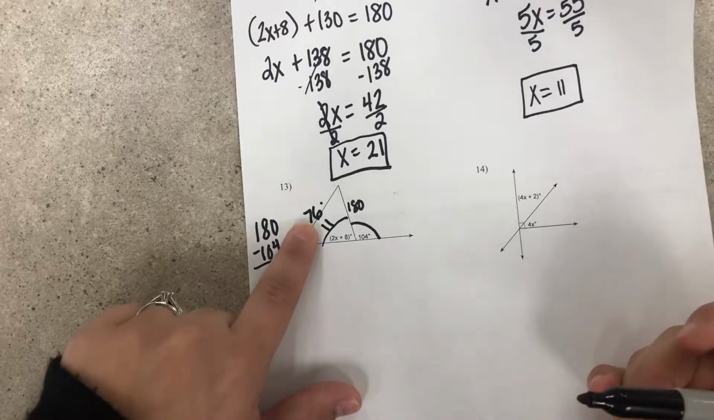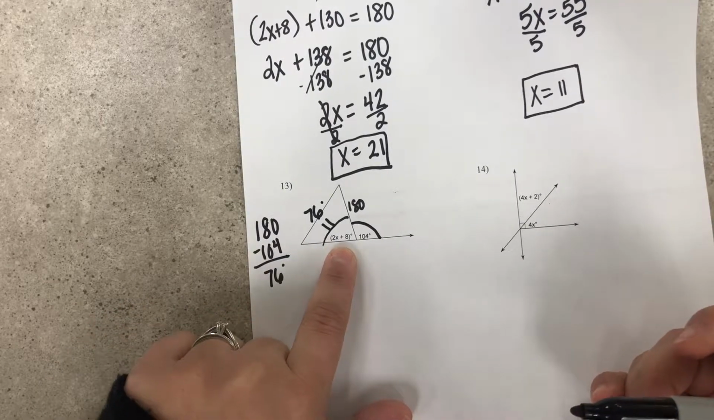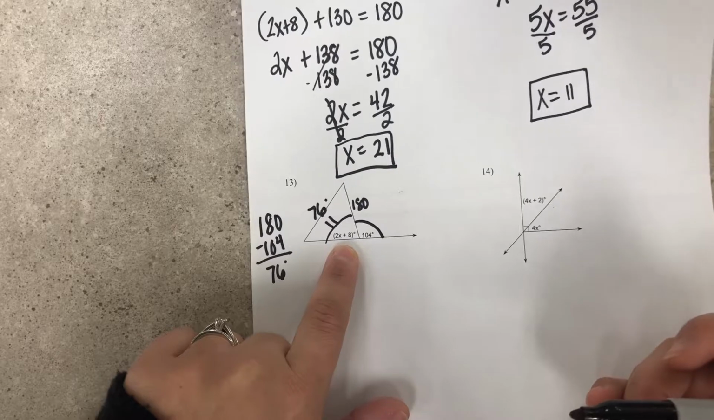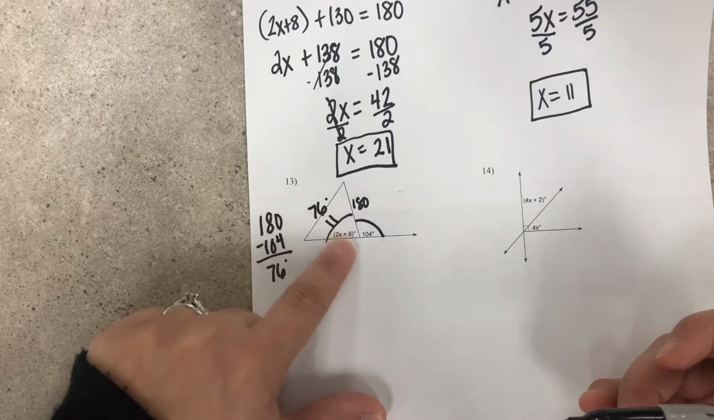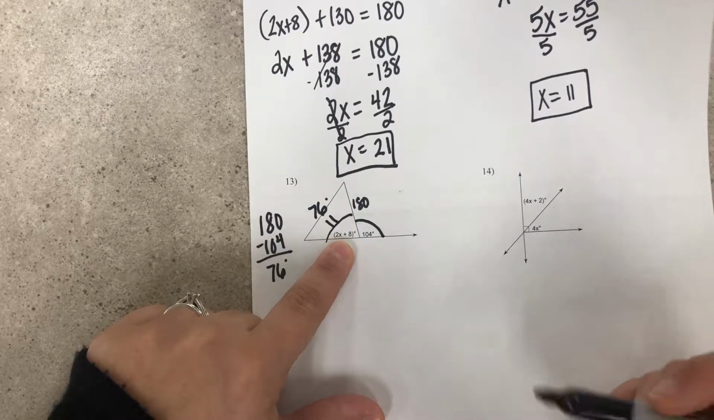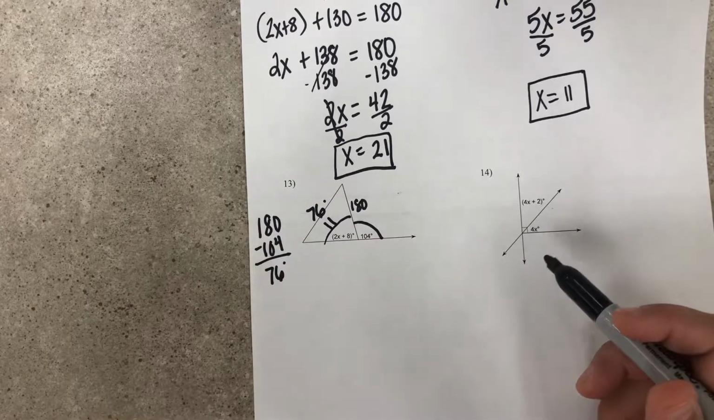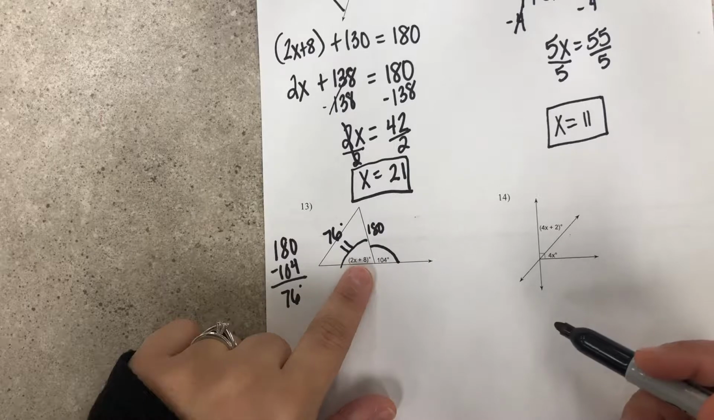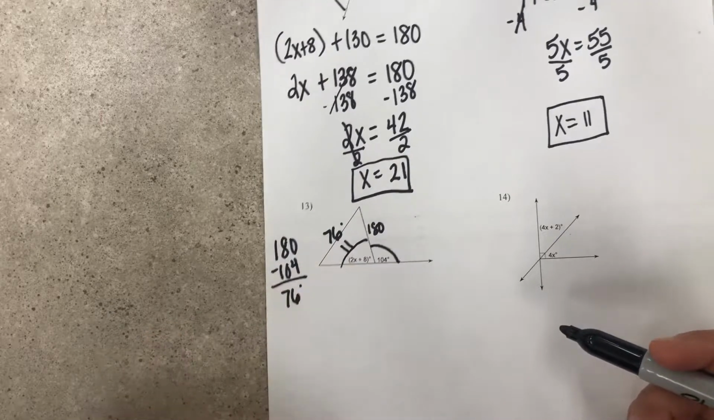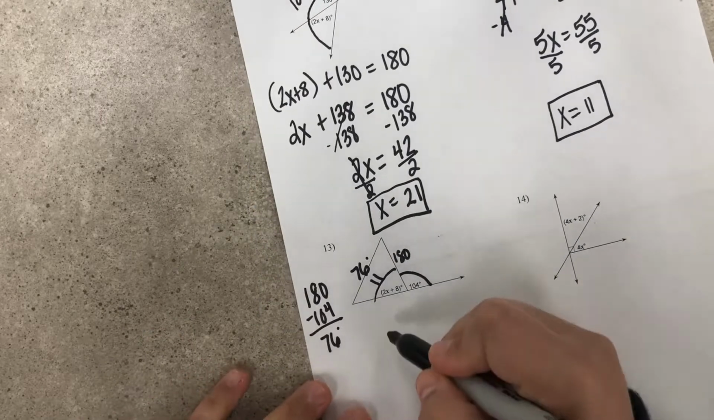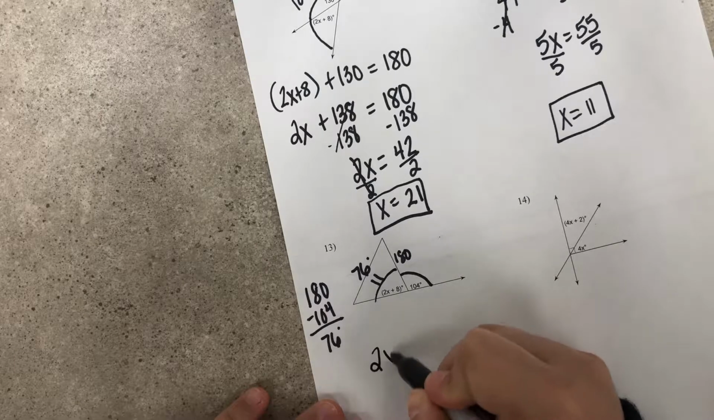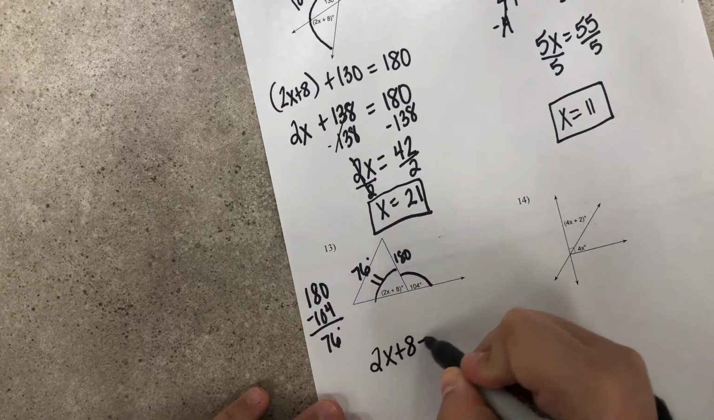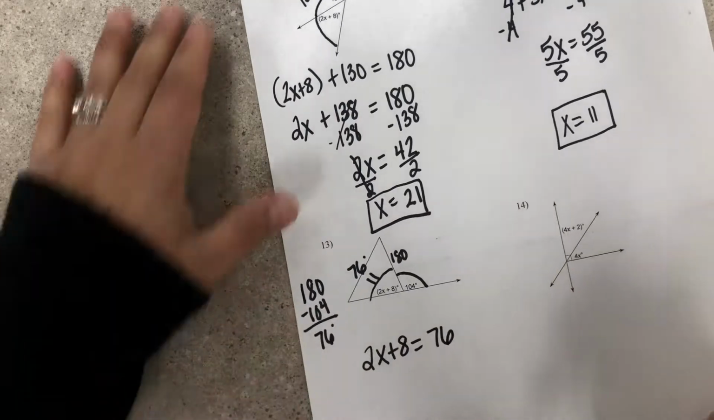Well, it's equal to 76, but it's also equal to 2x plus 8 degrees. Do you see that? And so again, I'm going to set these two equal to each other just because my directions tell me I need to solve for x, right? It's not necessarily asking me to find the angle, it's asking me to solve for x. So we're not done. We're going to set these two equal to each other. I get 2x plus 8 equals 76.